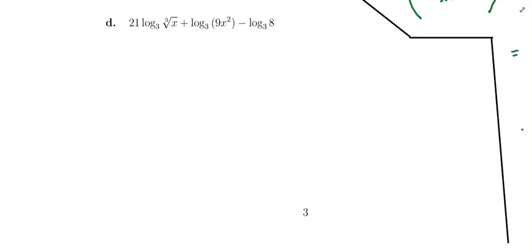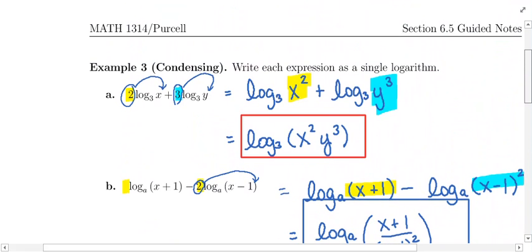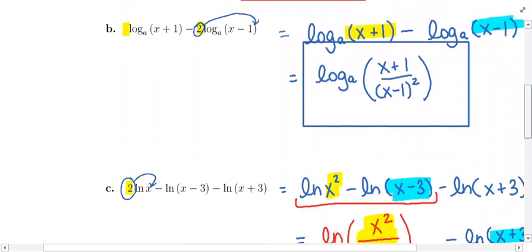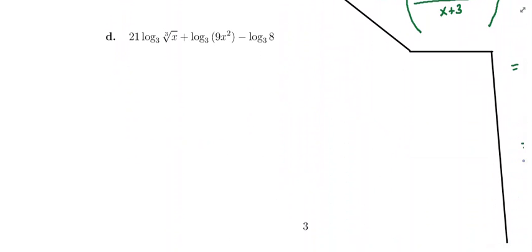All right, in example 3D, we have an expression with three different base 3 logarithms, and we're trying to combine this whole thing into one log base 3. Okay, so this is the condensing process again. If you scroll to the top and read the directions, they read, write each expression as a single logarithm. So here we've got 21 times log base 3 of the cubed root of x plus log base 3 of 9x squared minus log base 3 of 8.